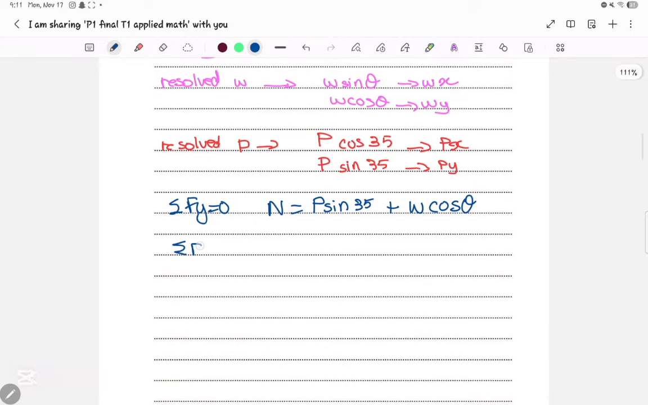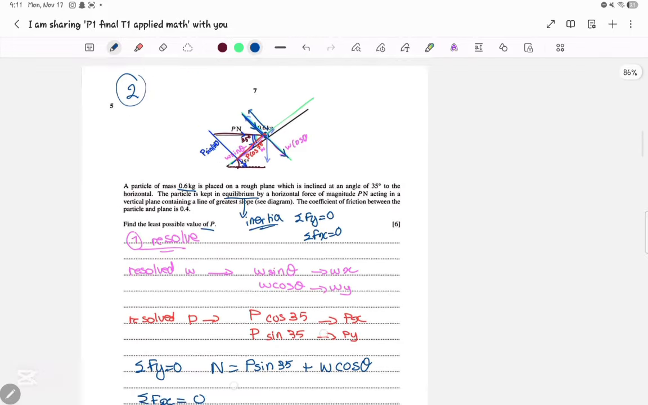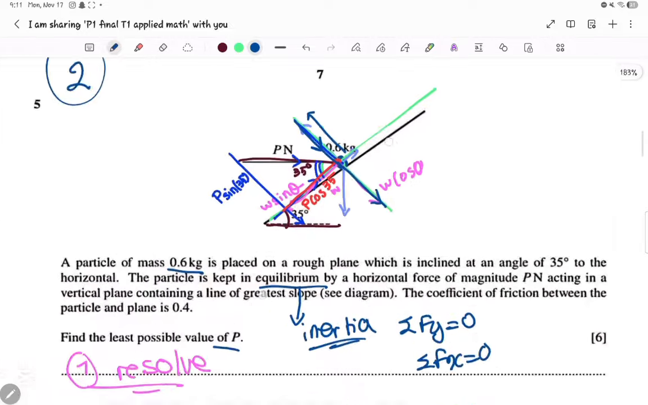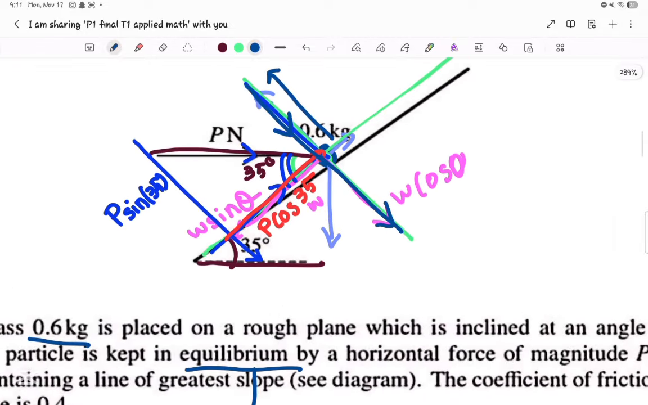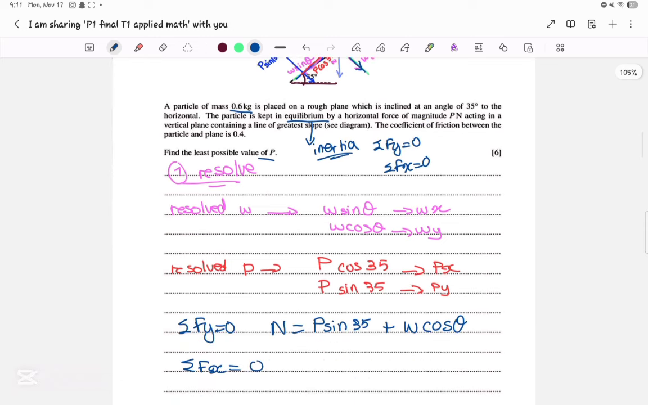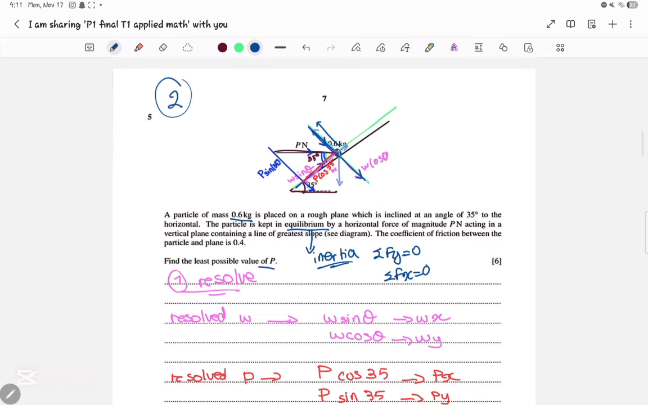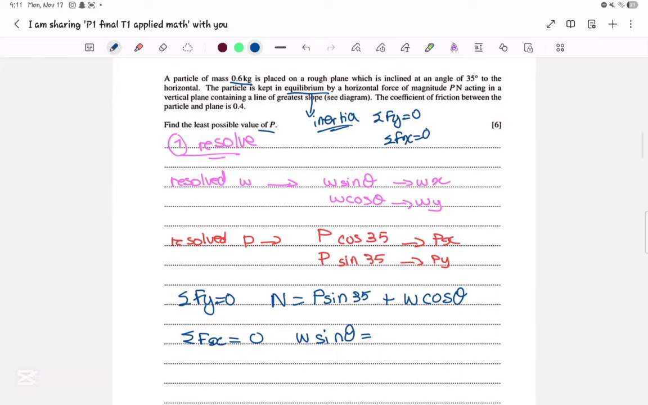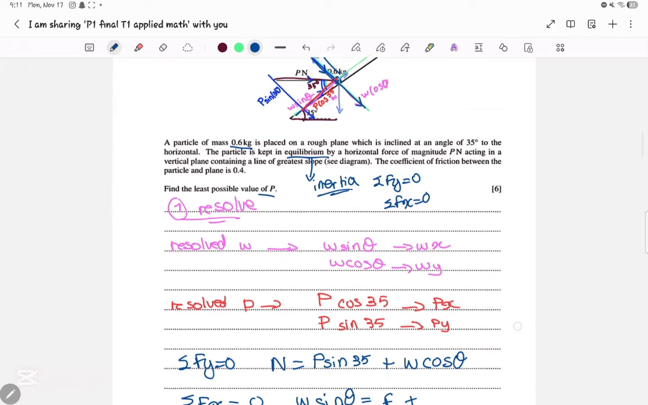Now sigma Fx is equal to 0. What does this mean? This means everything on the left is equal to everything on the right. That means W sine theta is the only thing going to the left. It's equal to everything on the right, which is the friction, I'm going to call it F, in addition to what?